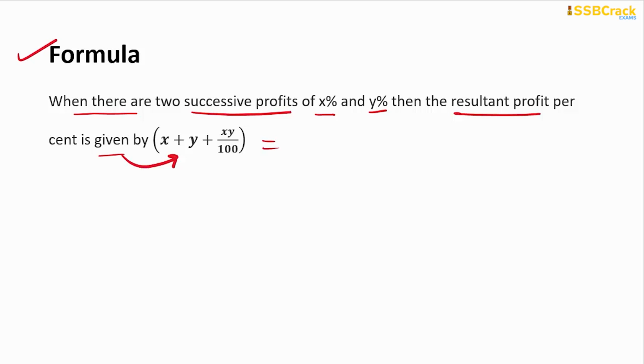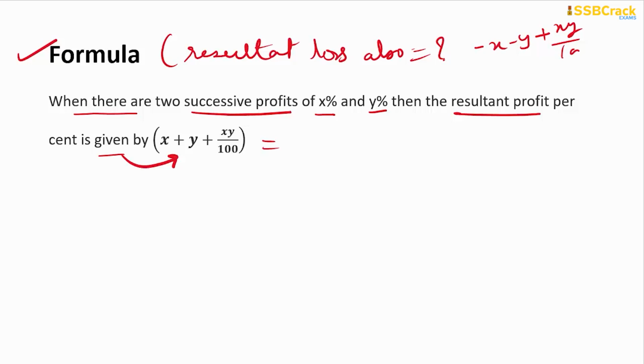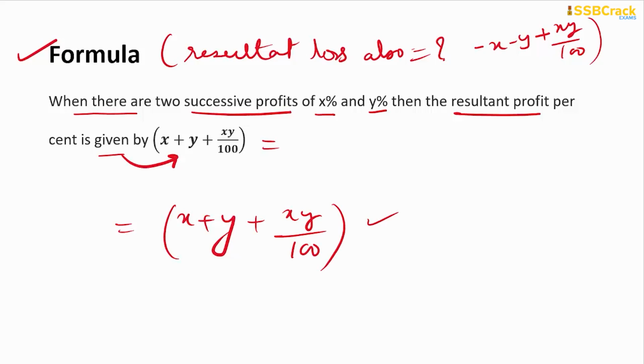So this same formula you can formulate for the resultant loss also. How do you formulate? You can formulate in the negative sense. So minus x minus y, plus xy upon 100, because minus into minus will be plus there. So here I am giving you the hint, a formula for resultant profit percent. When you know that there are two successive profits, X% and Y%, to know the resultant profit for a product, the formula is x plus y plus xy upon 100. Very simple. Based upon this, let us check what kind of questions are expected in your defense exam.